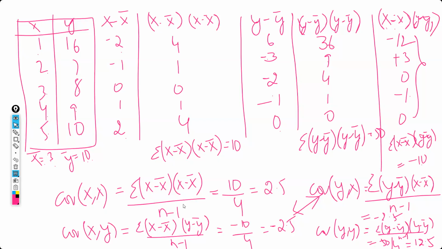Covariance of x comma x, what is the formula? And variance of x, what is the formula? For the sample. Both are the same. So covariance of x comma x is also called the variance of x. Covariance of y comma y is called the variance of y. Right, guys?